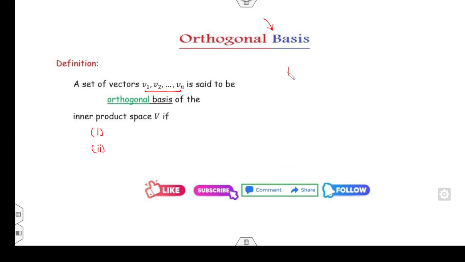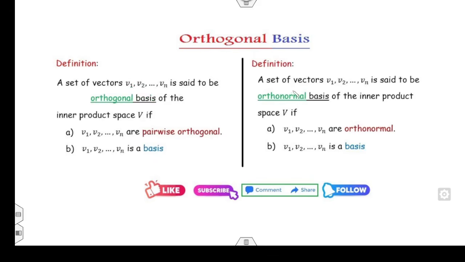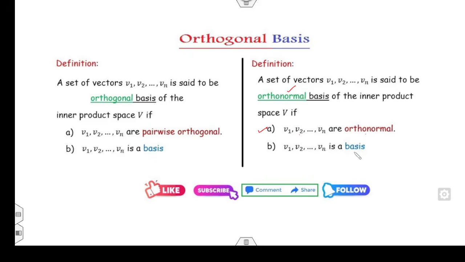What is the meaning of a basis? A basis means you have to prove they span and are linearly independent. So you can say the vectors Vi are orthogonal and they are a basis. Similarly, the vectors are said to be orthonormal if the given set of vectors is orthonormal and they are a basis. Clear? I am telling you again, children, you must watch the previous two lectures deeply.